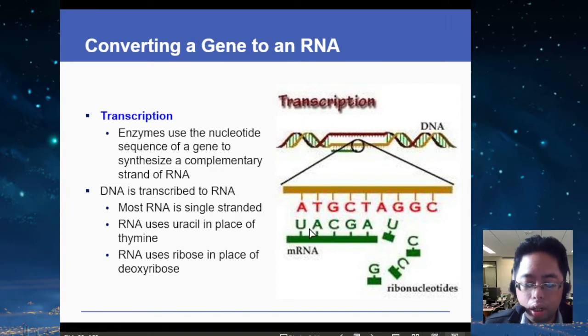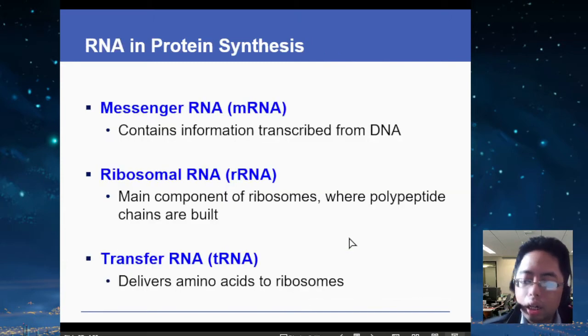It's just that mRNA doesn't have a T, it has a U. So instead of A, T, you have A, U. But the others are the same. So messenger RNA would have the information transcribed from DNA. Ribosomal RNA is different. It is the main component of ribosomes where polypeptide chains are built. Ribosomes are, remember, the factory within your cell. They create proteins. And transfer RNA, or tRNA, delivers amino acids to ribosomes, meaning that they will bring the amino acids into ribosomes so that the amino acids can be built into proteins.